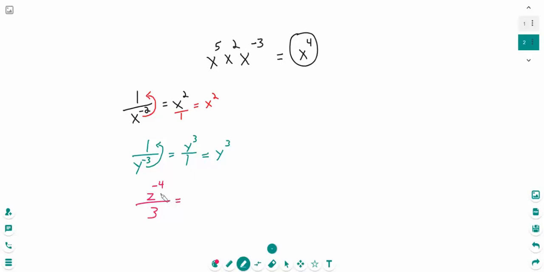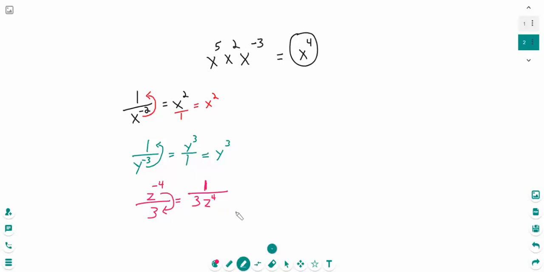So if I move him into the denominator, well, then I have nothing left in the numerator, so I just have a 1. There's that invisible 1 there. Don't put a 0. There is that invisible 1. All right? So we have a 1 in our numerator. And then I moved that z to the negative 4 to the denominator. So now I have a z to a positive 4 in the denominator. This 3 is still down there. So I need to still multiply that 3 by that z to the 4th.